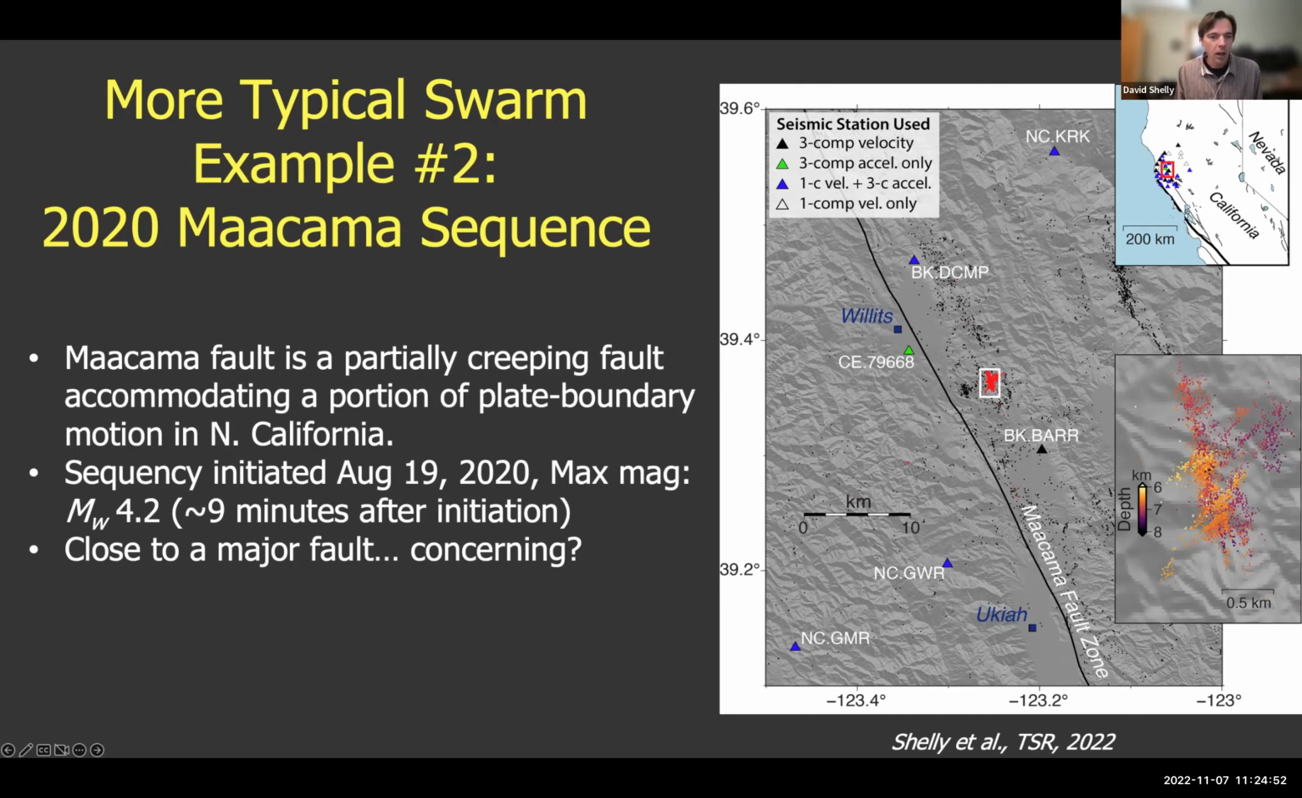So in August of 2020, there was an earthquake sequence that initiated in this area with magnitudes up to 4.2. And this is close to a major fault. So people wondered, is this a concern? Is this possibly going to lead to a bigger earthquake? So partly for this reason, we wanted to take a look at this sequence in more detail.